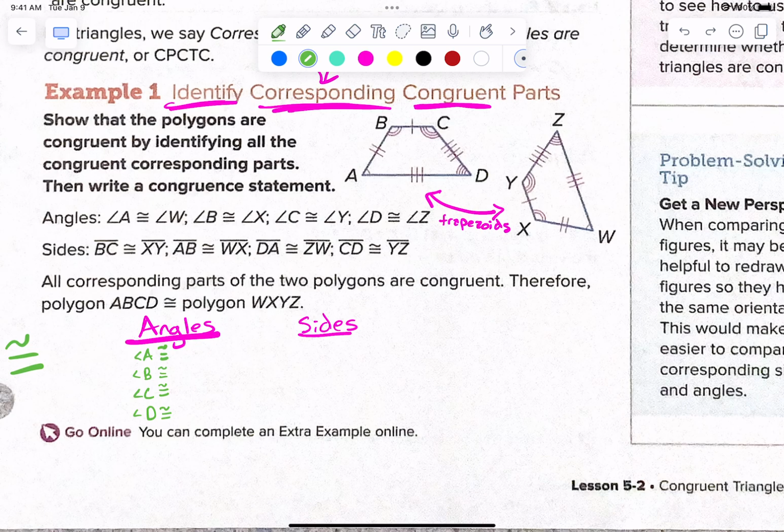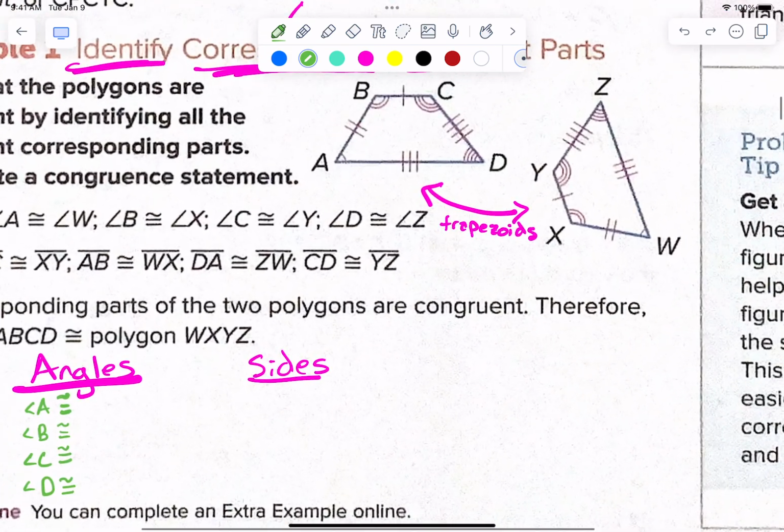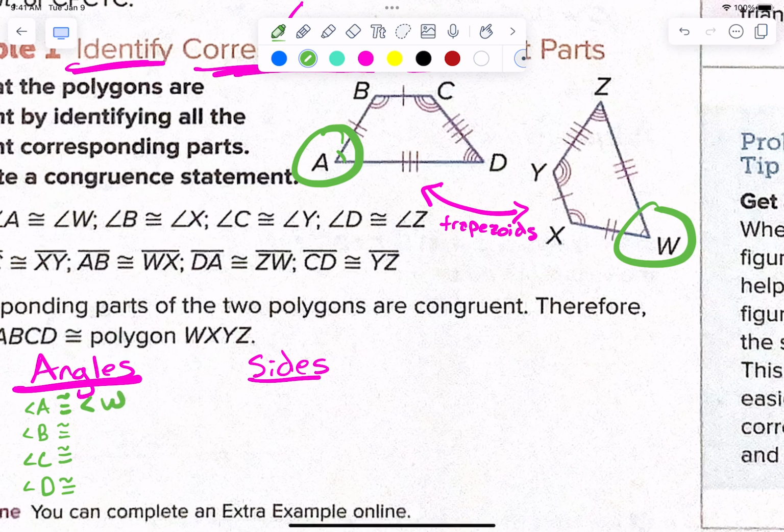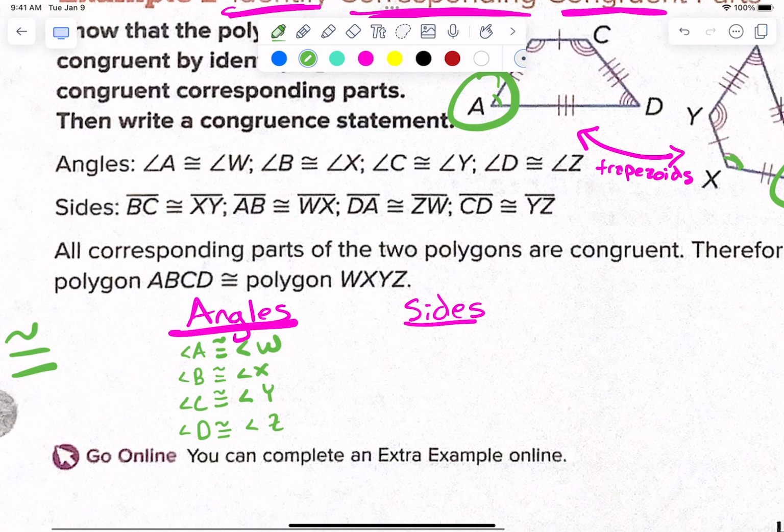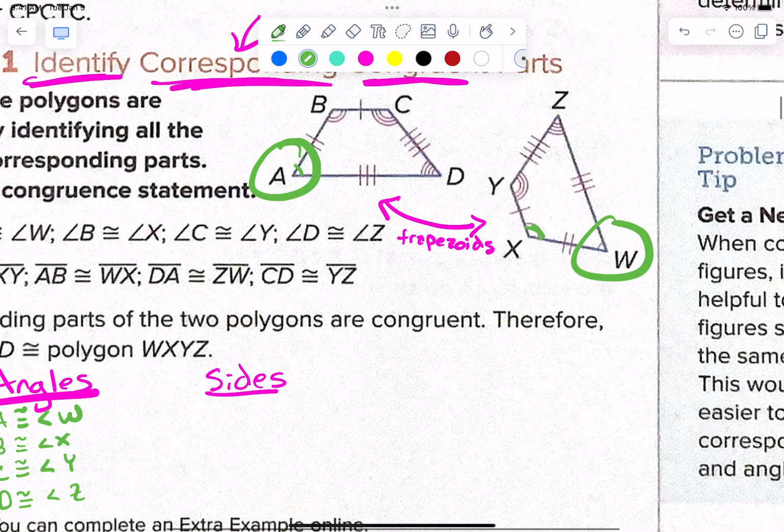Okay, so angle A goes with angle what? W. A goes with W. How do I know A and W go together? Because they have one little ticky mark. So angle A is congruent to angle W. B goes with angle X because they have two little ticky marks. C goes with angle Y, and D goes with angle Z. So we have put together the parts of the angles that are congruent to each other. Not too bad, right? And we put them in order.